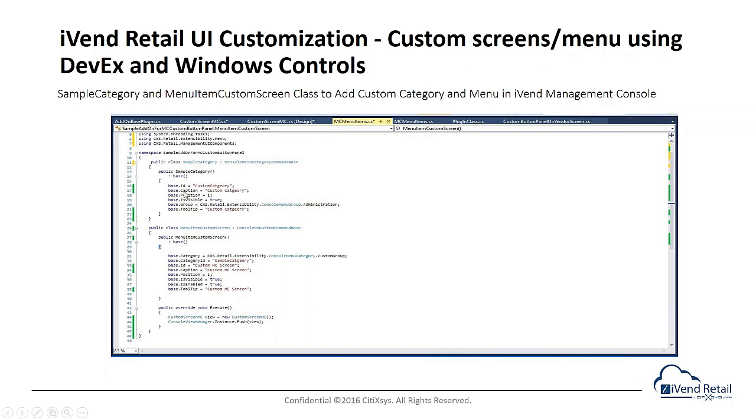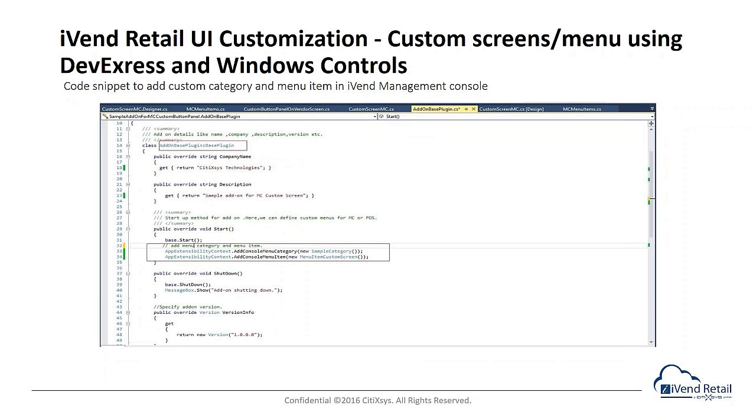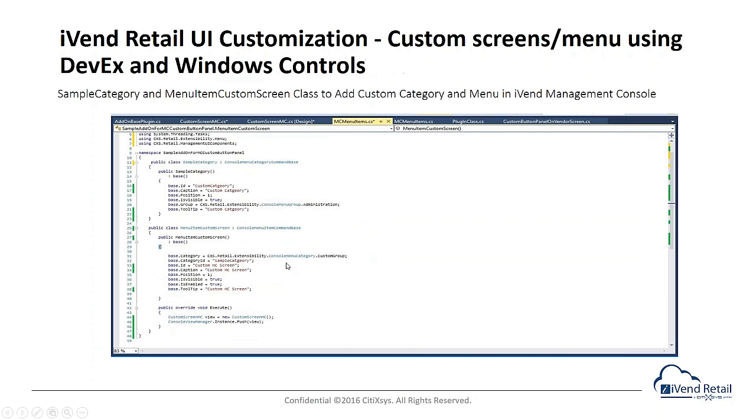Let me show this from here. This is the plugin class. On start, I have added a menu category which will have my own menu item. This is the console menu category. You can get all this when you are on the base plugin class, on your plugin class. You have to define it. And this sample category and menu item, custom category, has been added in this class.